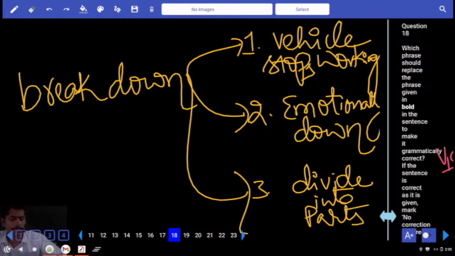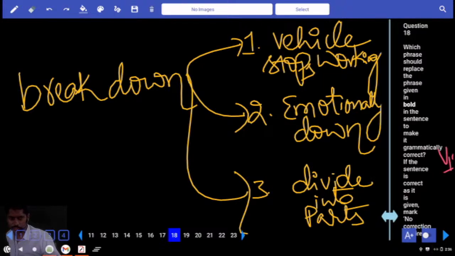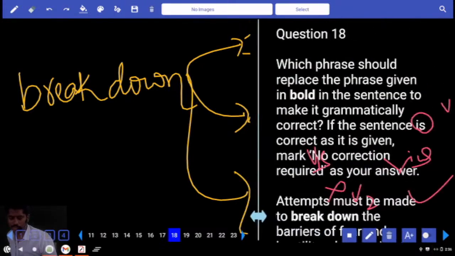Like break up, break down into parts, cut down into parts. When a lengthy essay is there, you need not learn the lengthy essay all at once. Break down into parts. First paragraph I learn, later on second paragraph, later on third paragraph. That is breakdown. So divide into parts. One is vehicle stop working, second one emotionally down, third one divide into parts.